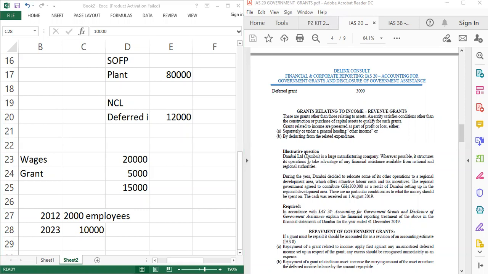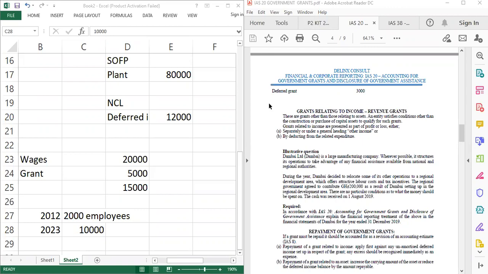D Limited is a large manufacturing company. Wherever possible, it structures its operations to take advantage of any financial assistance available from national and regional authorities. During the year, D decided to relocate some of its operations to a regional development area, which offers attractive labor costs and tax incentives.